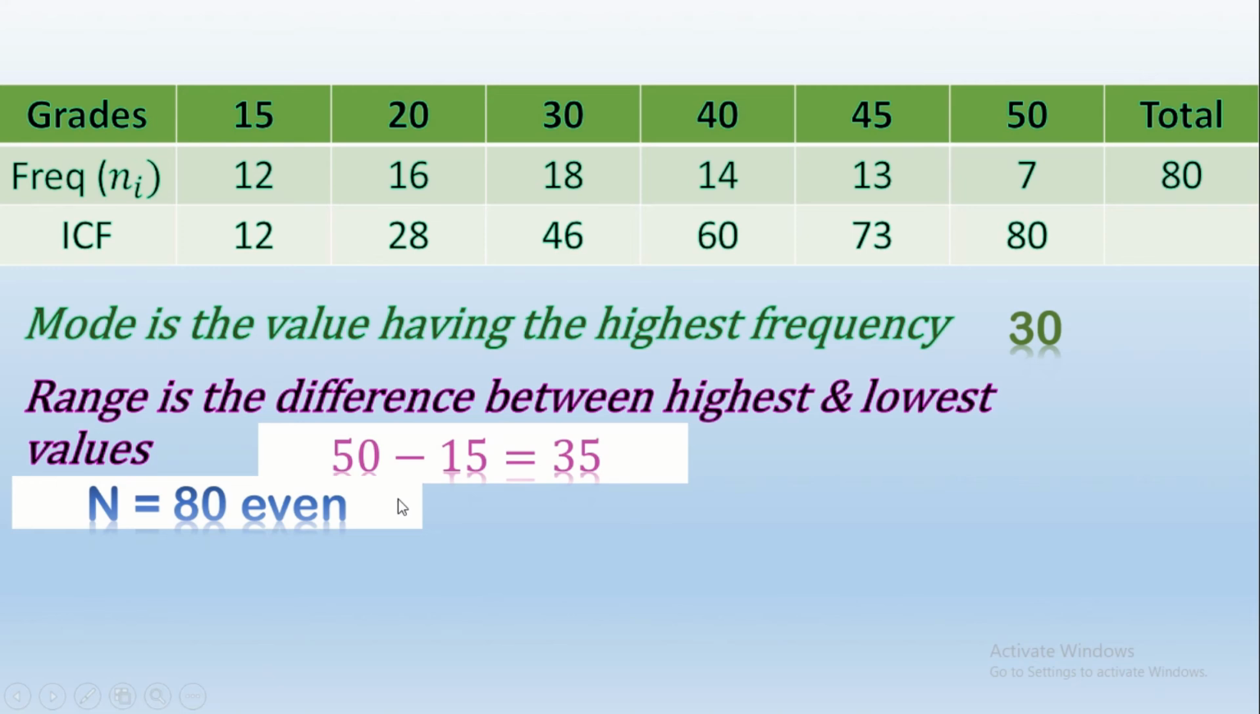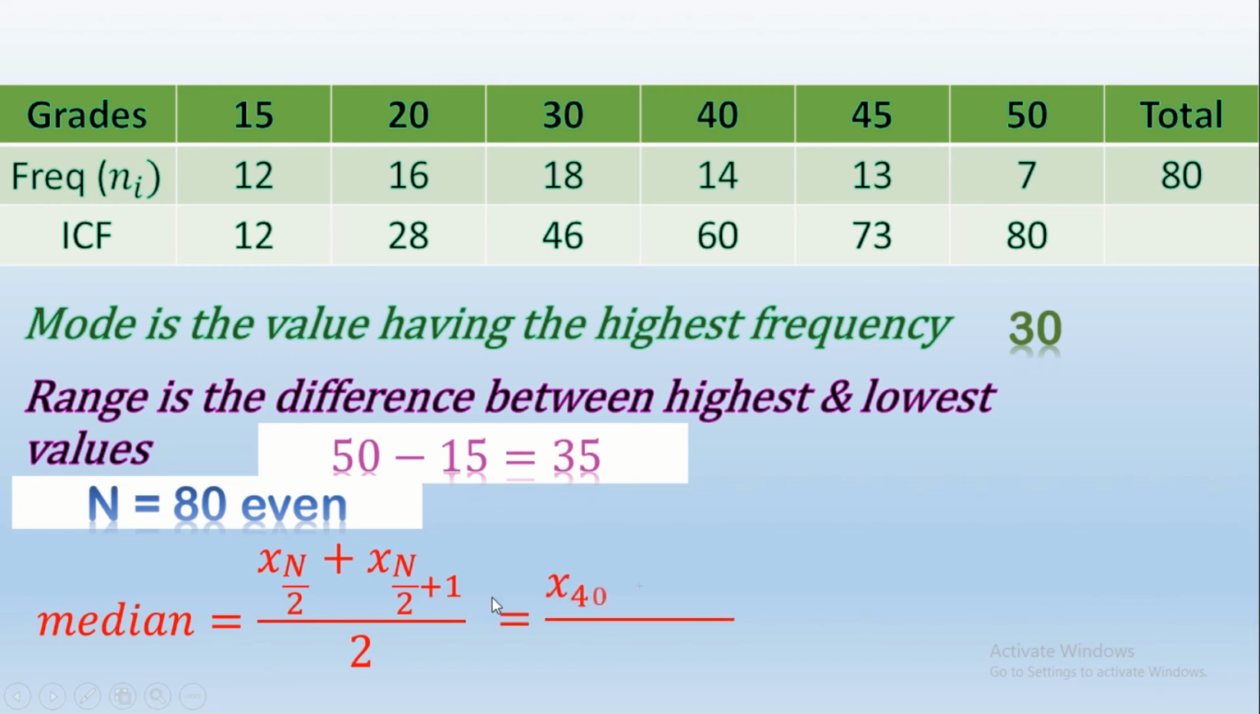In this case, we have the rule for the median. It's equal to (x_{n/2} + x_{n/2+1}) all divided by 2. N is 80, then n over 2 is 40, and n over 2 plus 1 is 40 plus 1, which is 41. So we can say that the median is (x40 + x41) all divided by 2.